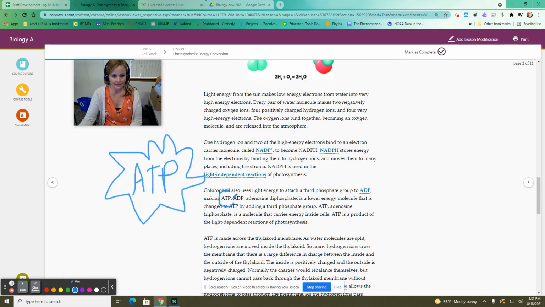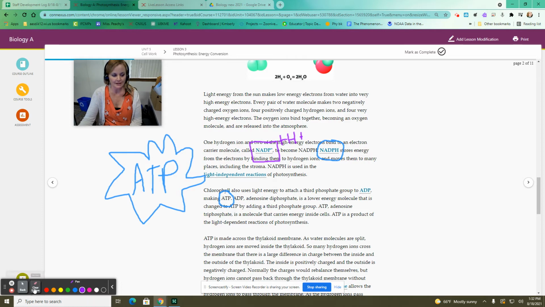Okay. The other thing that is generated is an energy-carrying molecule called NADPH. And remember, we have those hydrogen ions that we just pumped out of the thylakoid membrane into the outer part of it, right? Those are then attached to the NADP+. So if you add the hydrogen ions to that guy, it becomes NADPH.